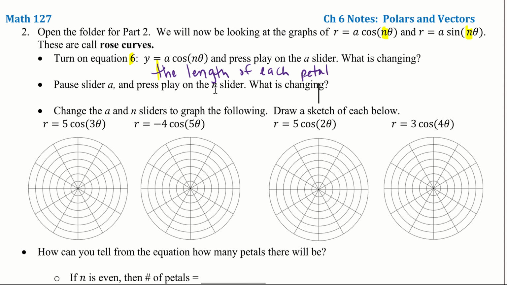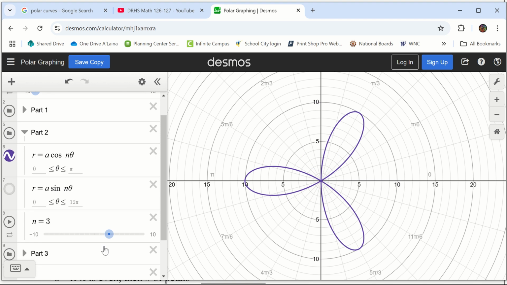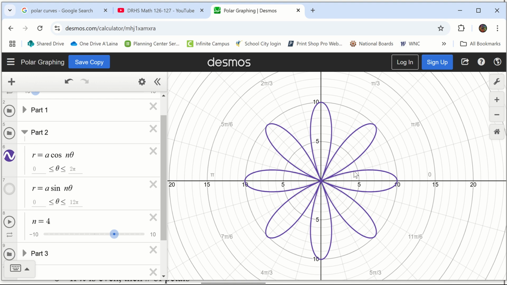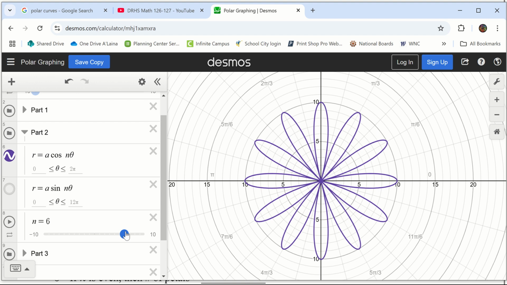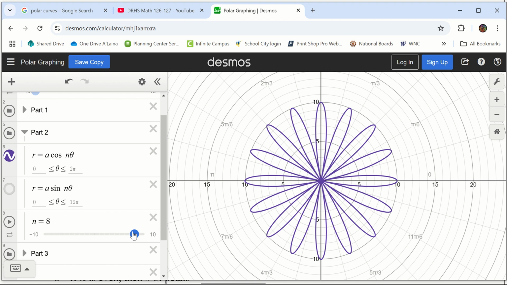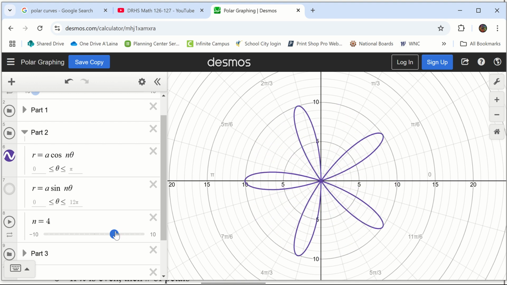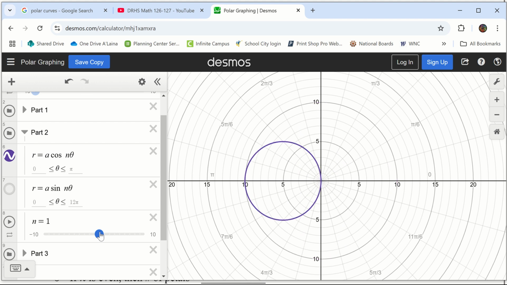Now I'm going to check N and see what happens if I change N. So that's another slider down here. So right now N is 2. There's 4 petals. Look for a pattern. Now N is 3. And we have 3 petals. Now N is 4. We have 8 petals. N is 5, and I have 5 petals. N is 6. I have 12 petals. 7 petals. 16 petals? Weird. Very odd.